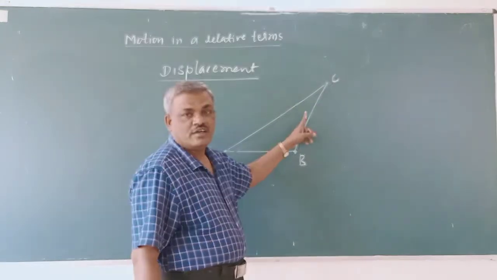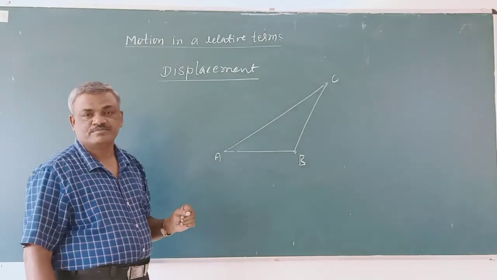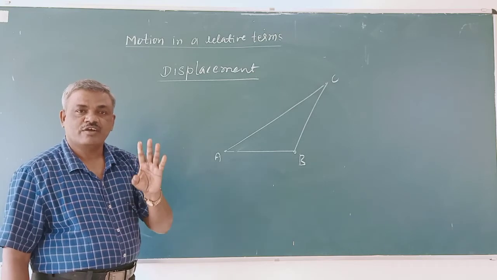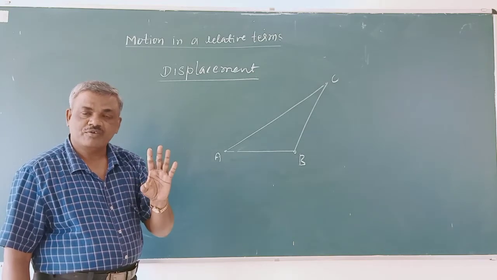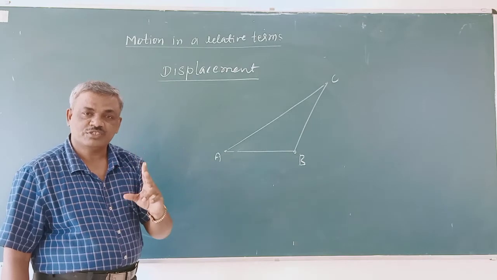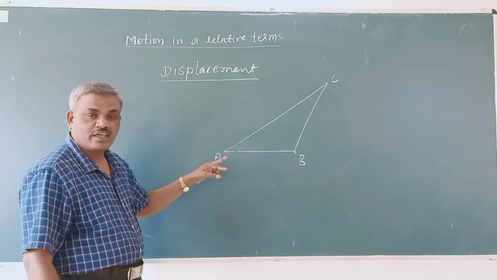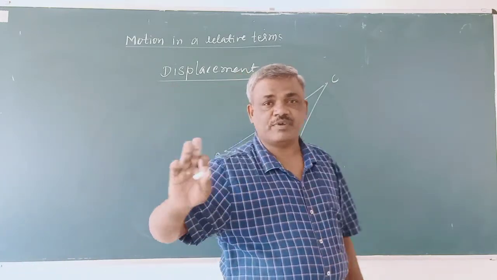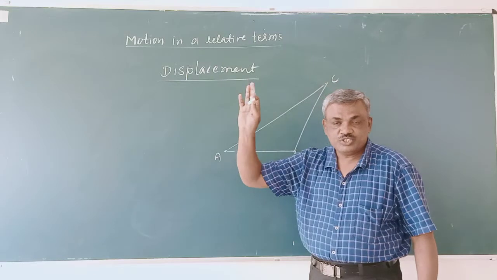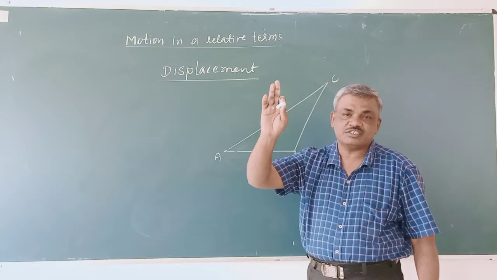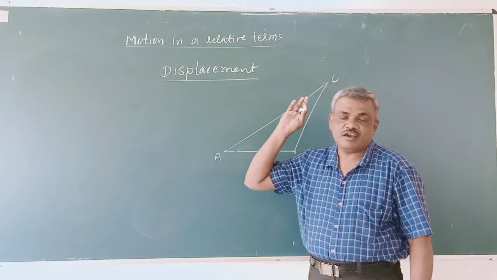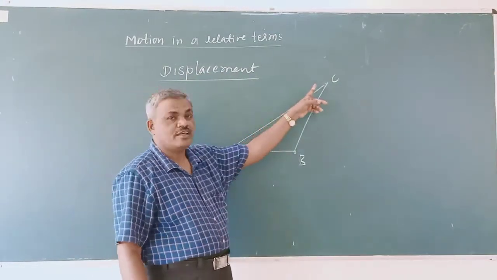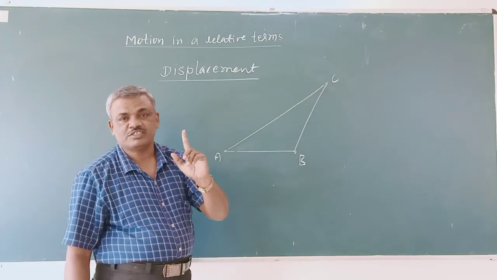So AC represents displacement. Displacement is a vector quantity, because a vector quantity is a quantity which has magnitude as well as direction. Let me repeat one more time: the change in position of a body in a particular direction is called displacement.